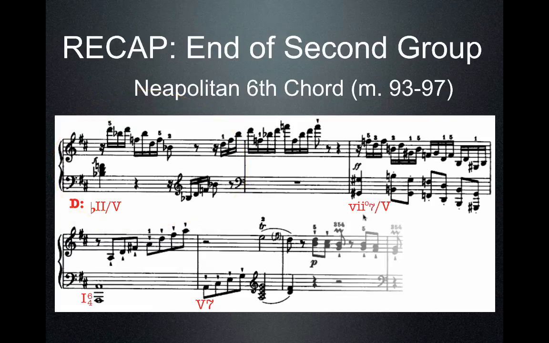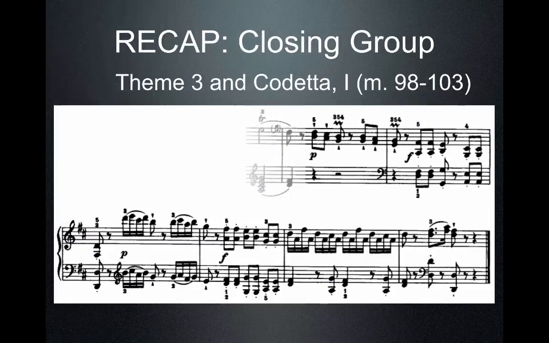And we get a similar sounding secondary dominant here, but the cadential 6-4, the tonic 6-4 dominant that we end up getting is in the key of D, not in the key of A like it was earlier. Here we go. Okay, and let's move on to the closing group.